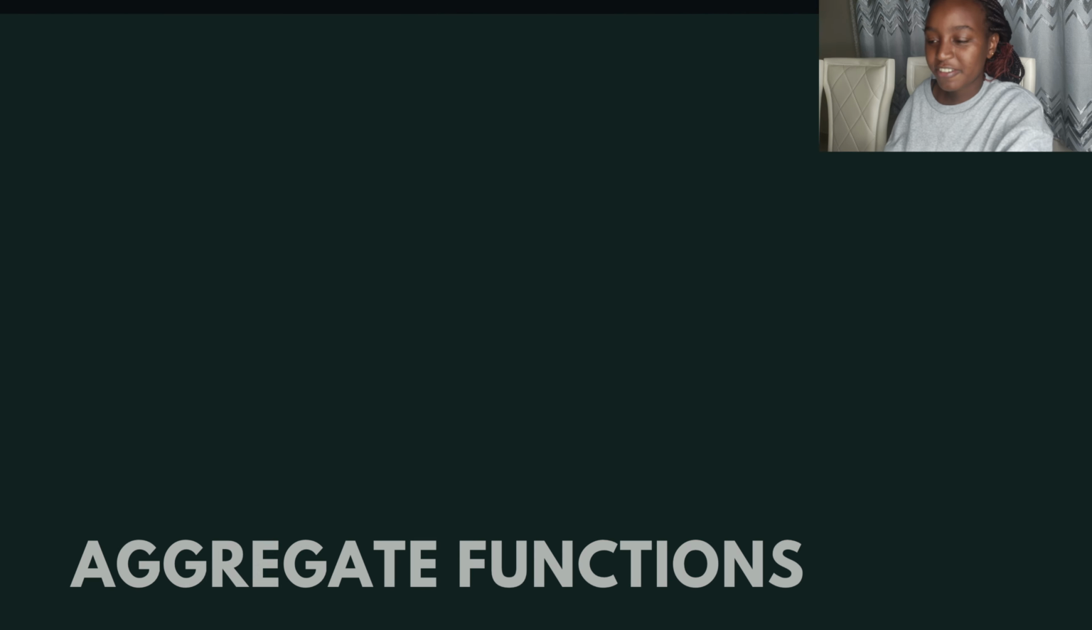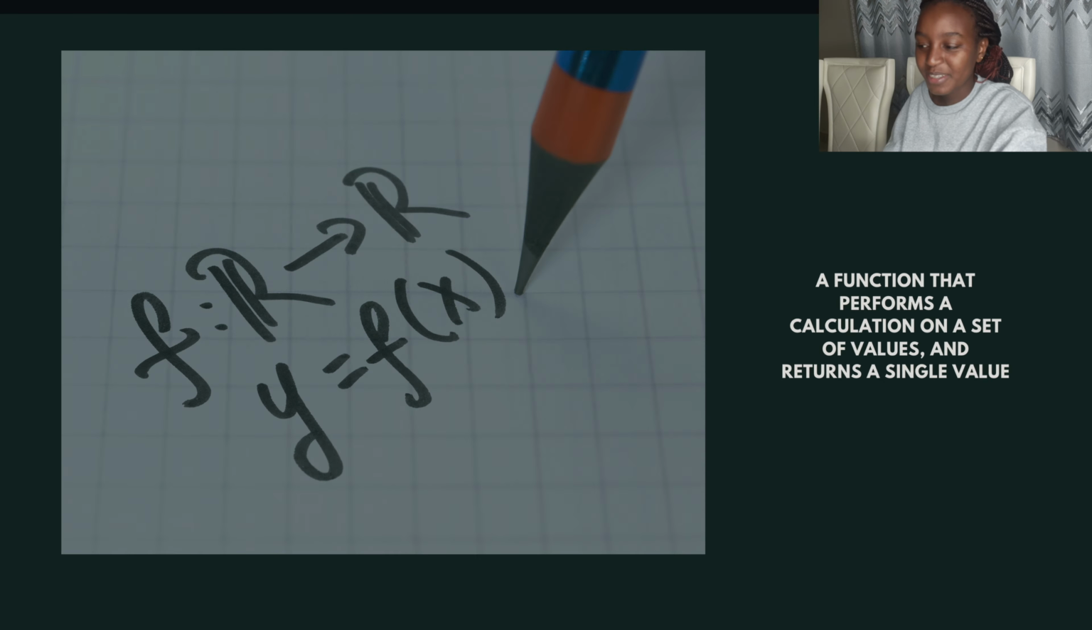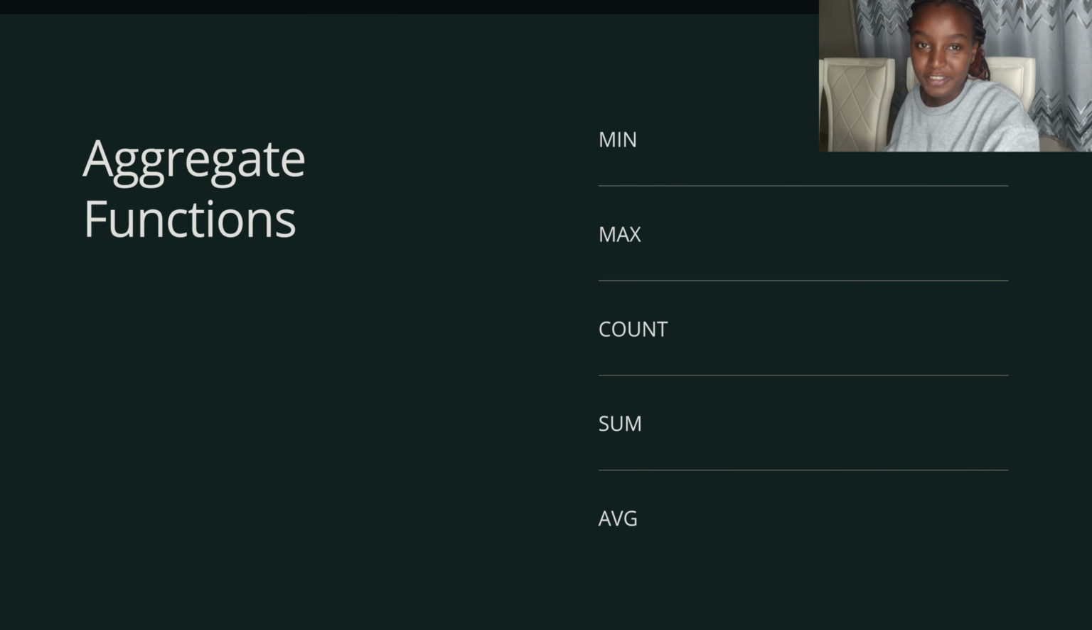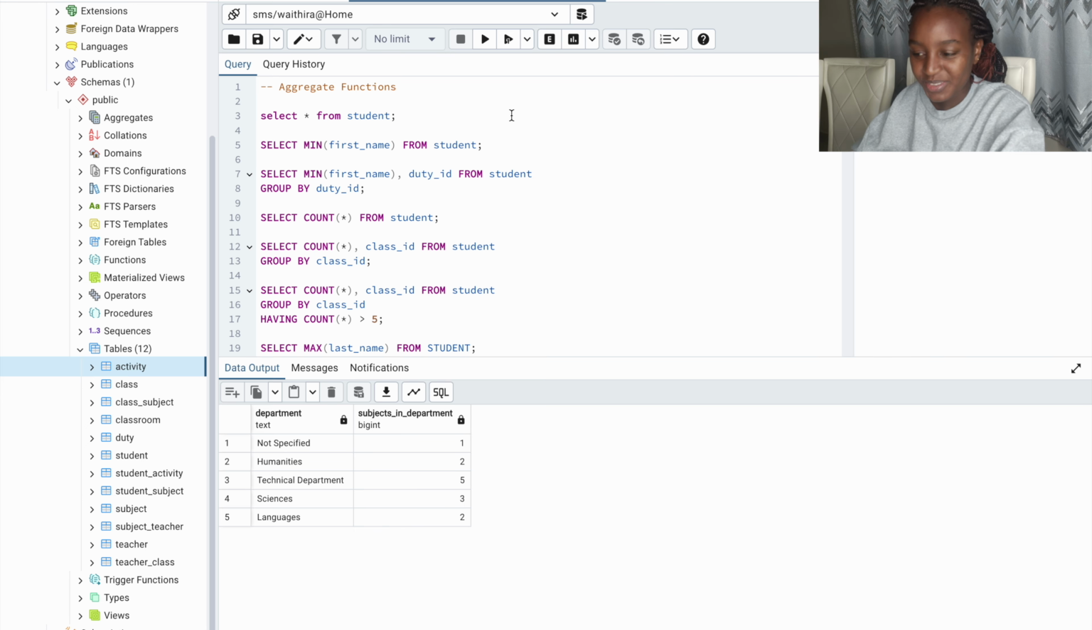What are aggregate functions? It is a function that performs a calculation on a set of values and returns a single value. So basically the mathematical formula of it performs a set of calculations and then returns something at the end of it. We have different types of aggregate functions. The common ones are min, max, count, average, and sum. We're going to look at those examples in SQL.